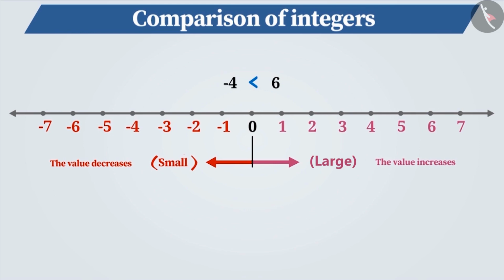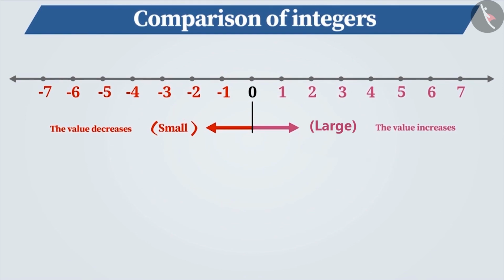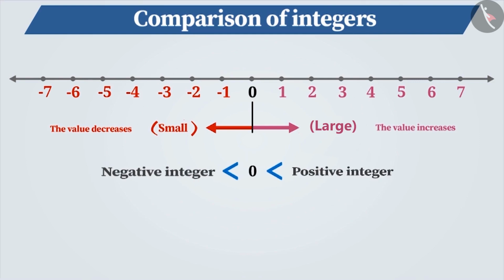Similarly, if we talk of two negative integers like -2 and -5, then -2 being on the right of -5 is a larger number and -5 being on the left side of -2 is a smaller number than -2. Taking a look at the number line, it can be easily understood that the value of all negative integers is smaller than 0 and the value of 0 is smaller than all positive integers. Or we can say that all positive integers are greater than 0 and 0 is greater than all negative integers.